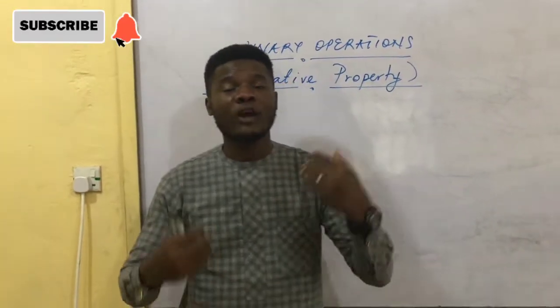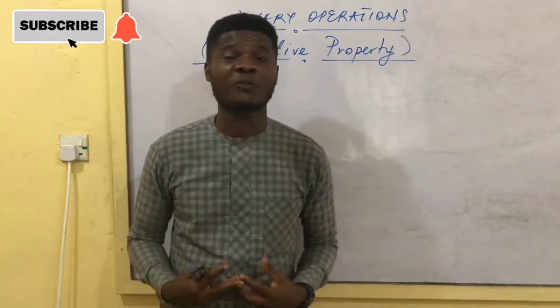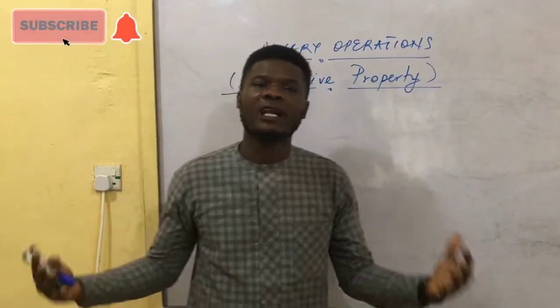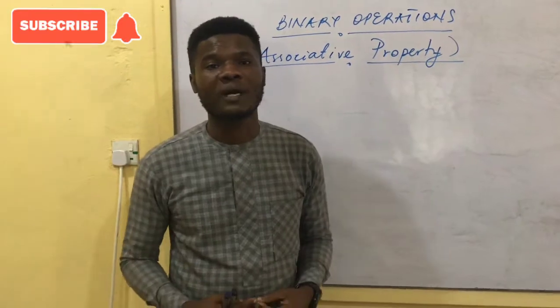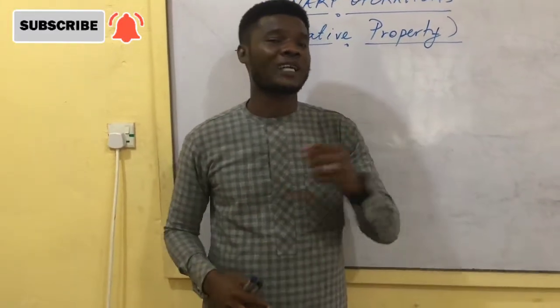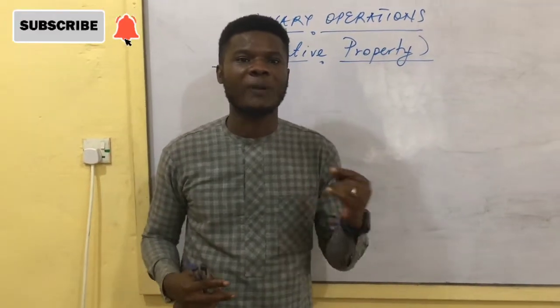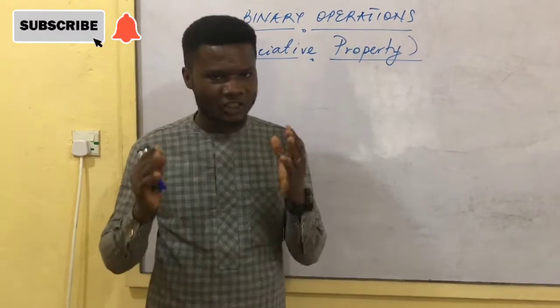Welcome back. We are going to be talking about associative property in this class, an associative property under the topic binary operations. Okay? Now, in our last video, we talked about closure property. We talked about the commutative property of the binary operation. And I told you in that video that the commutative property belongs to the binary operation defined on a set that is non-empty and is closed.